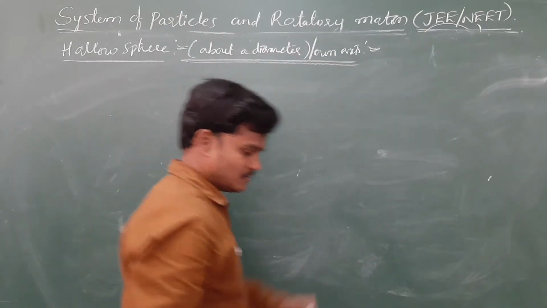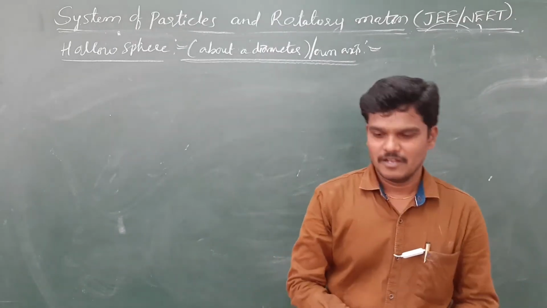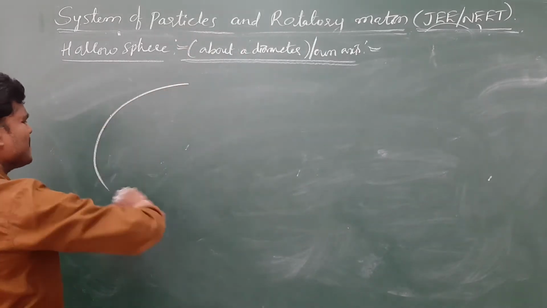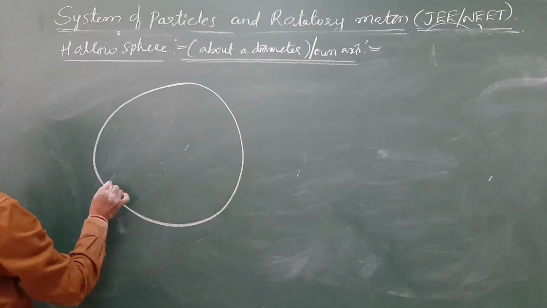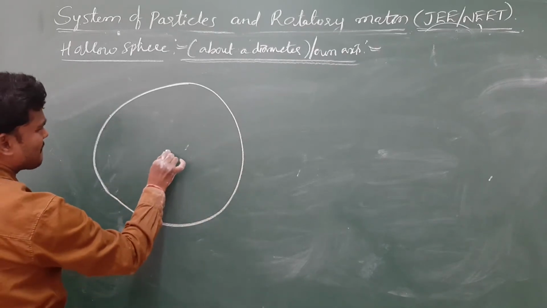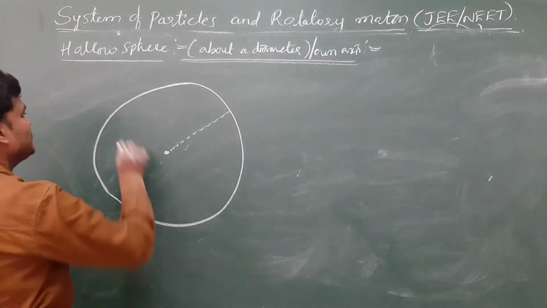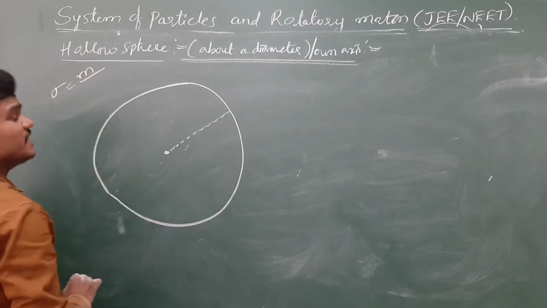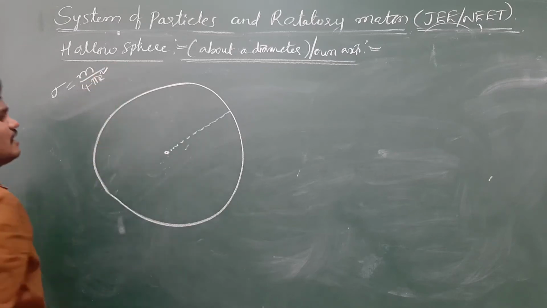Yes, see now. For a hollow sphere, the inside is empty. So this is the hollow sphere whose radius is capital R. The hollow sphere has sigma, which is mass by area of the hollow sphere. The area of the hollow sphere is 4 pi r square. Mass by area. Take a small part.